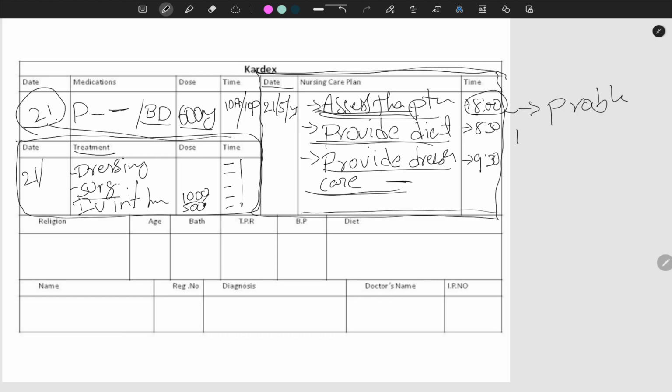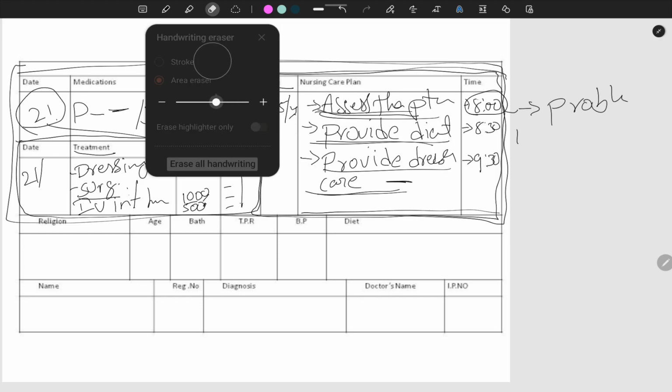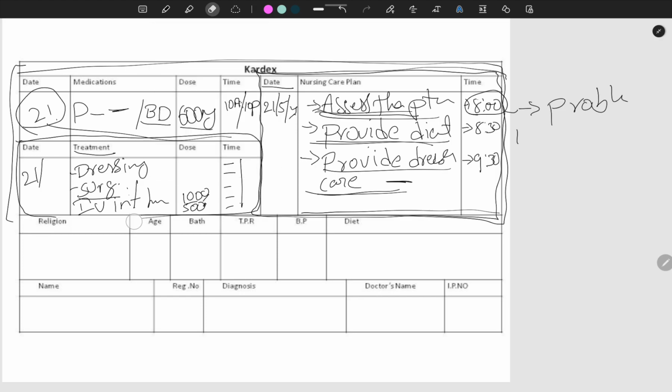So this is all about the health information of the patient. So here if you come here, this is the biodata of the patient. So firstly we will see the name. For example, Mr. X. So the patient name is Mr. X. And then registration number. Okay, so registration number is nothing but the patient's ID.